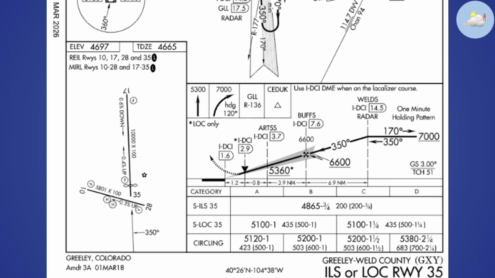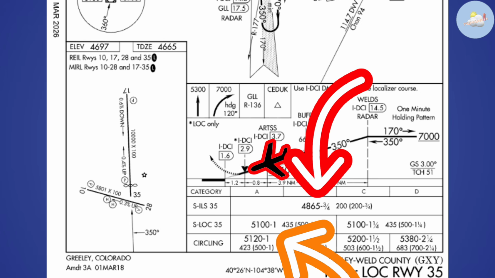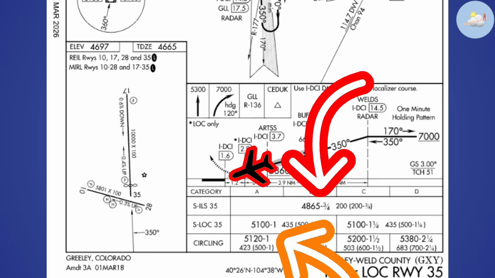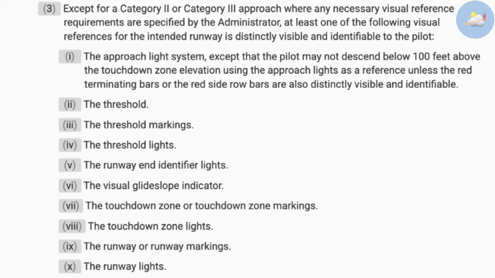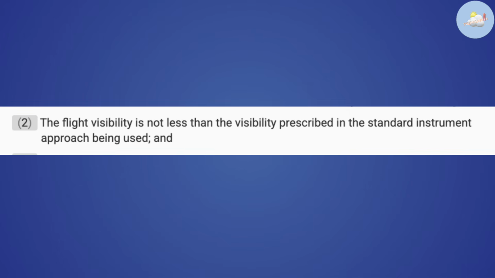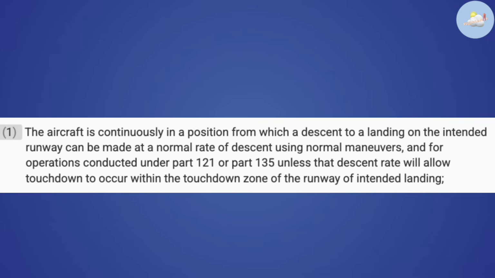Great. Well, then you can descend down to your minimum descent altitude or follow the glide path down to your decision altitude. And as you're doing that, you are protected. And as we know, to descend below the MDA, you need to have the holy trinity of 91.175, which includes having the runway environment in sight, having the required visibility of the approach, as well as constantly being in a position to use normal maneuvers and normal rate of descent to safely come down to the runway.